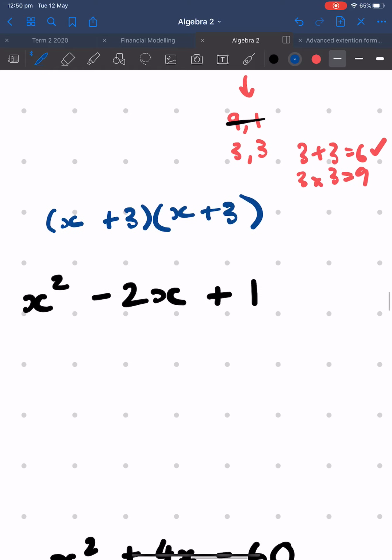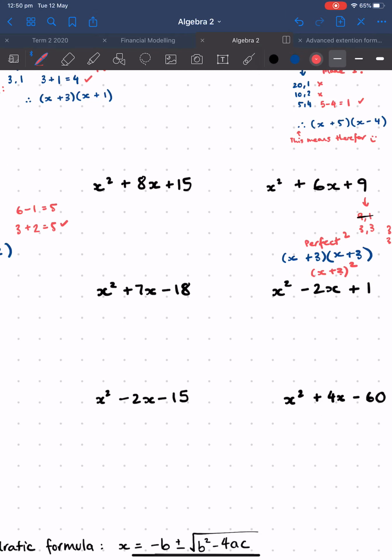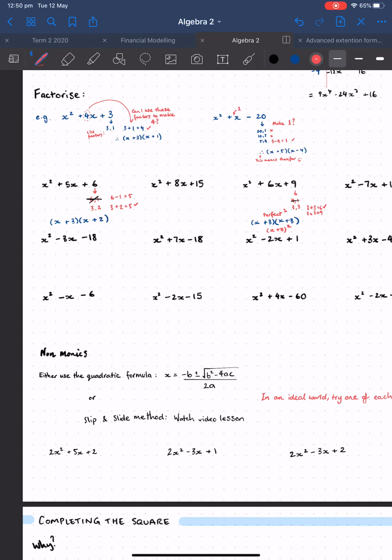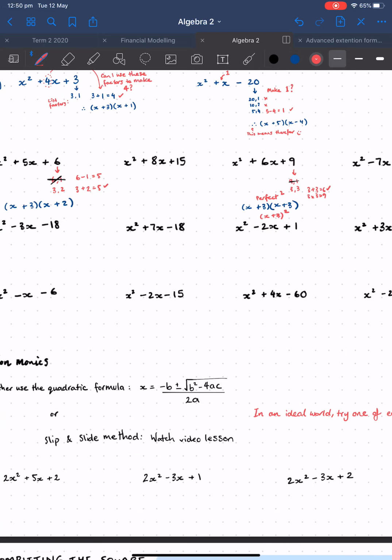You'll notice this one's actually a perfect square because it's the same set of brackets twice. So we could also write that as x plus 3 squared, just like that. Okay, we might jump down here, try another one. I'm leaving some blanks for you, by the way, so that you can go back through this and try and fill in those blanks yourself.